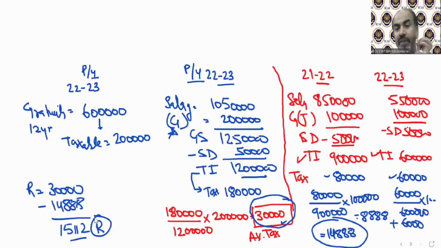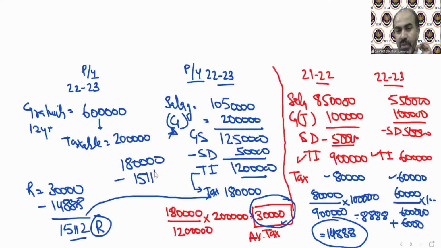And relief will always be provided out of the current year tax liability. So current year tax liability was 1,80,000. So you can deduct the relief of this much amount from that tax liability, and this will be your new tax liability. If you have worked for more than 15 years, then this 2 lakh will be divided into 3 years, 1/3, 1/3, 1/3. Clear?